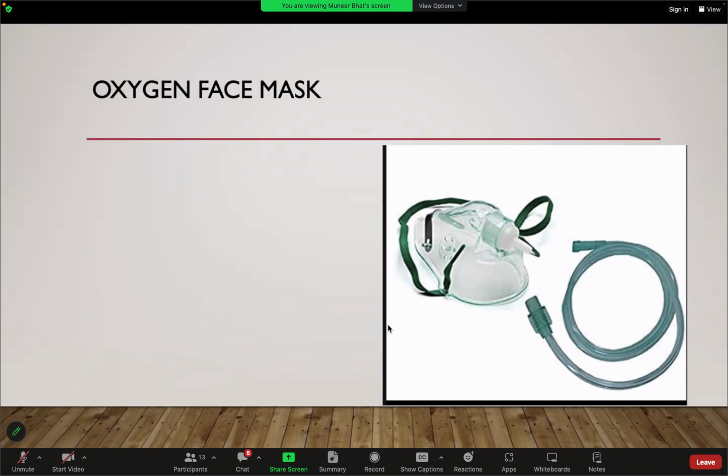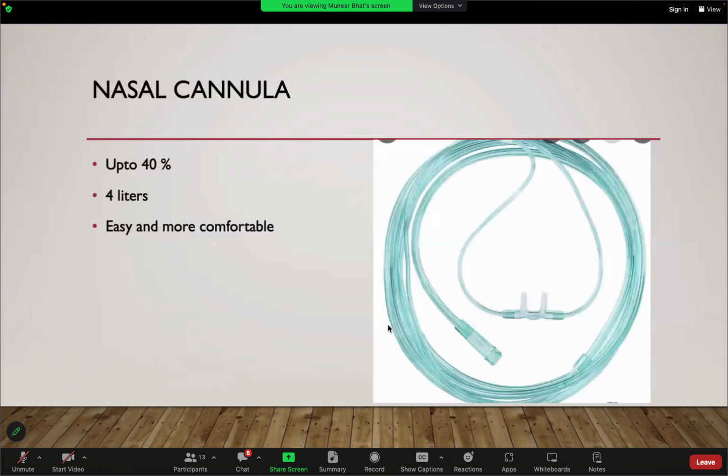So in patients who have a problem with claustrophobia, you can use this nasal cannula. It can provide oxygen up to 40% at 4 liters, and it's more comfortable for the patient, and the patient can be oxygenated with this nasal cannula. The only problem with this instrument is that if the patient requires more than 40% oxygen, you cannot help with this nasal cannula.